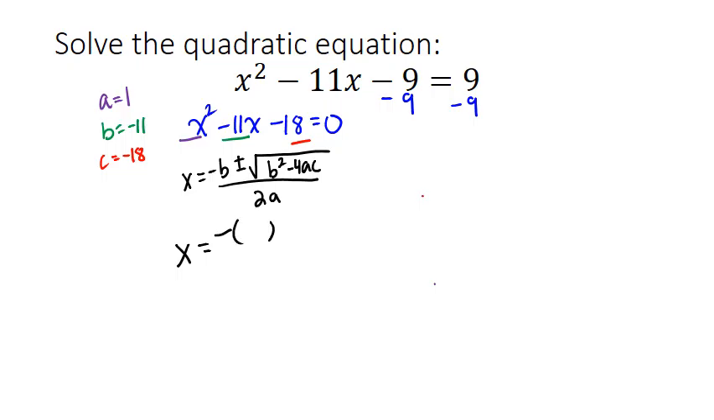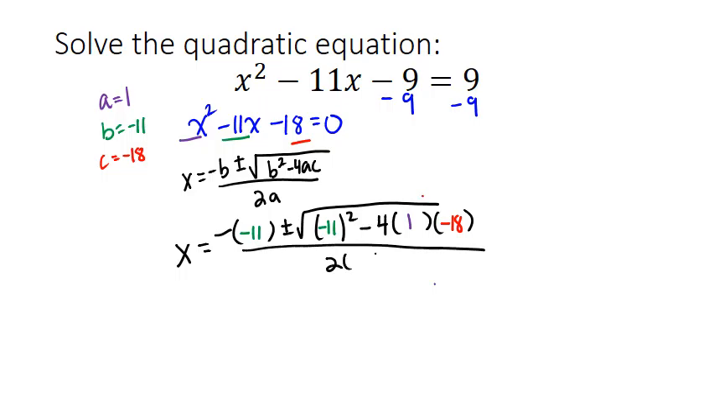In this case, negative 11 plus or minus the square root of b squared, so negative 11 squared, minus 4, a is 1, and c is negative 18, all over 2a, 2 times 1.